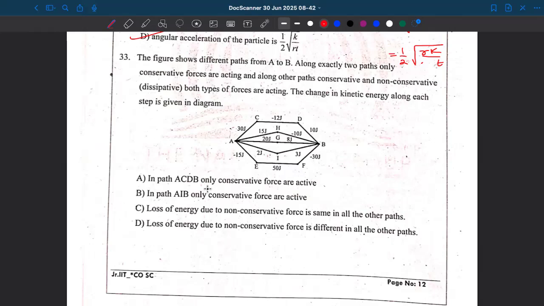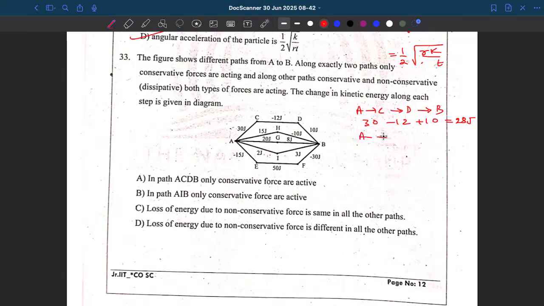How to point out? If you look at question 33, now let us take A to C, C to D, D to B. Please sum up all. That gives you the total change in kinetic energy, right or not? How much is that? A to C, C to D, D to B: 30 minus 12 plus 10. 40 minus 12. 28 joule. Right.